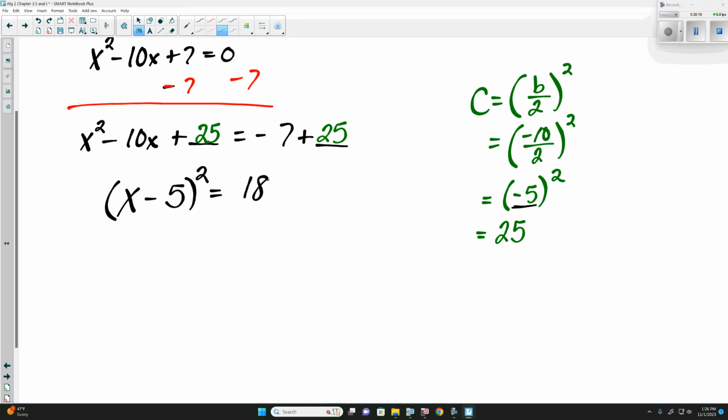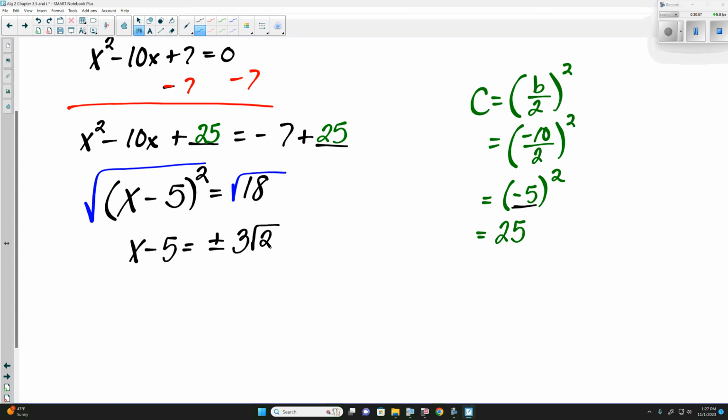Now our negative 7 plus 25 will be 18. And this is the nice piece about perfect square trinomials, because the equation we started with, x squared minus 10x plus 7, is not a perfect square trinomial. We made it into one. Now we have a set of parentheses squared equals 18. At this point here, we can take the square root of both sides, telling us x minus 5 is equal to plus or minus 3 square roots of 2. We already did the square root of 18 earlier today.